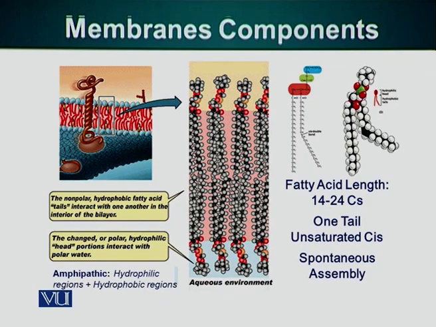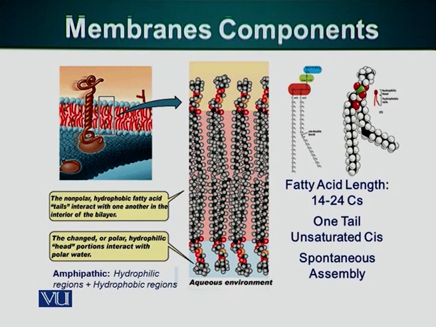Membranes are basically phospholipids. The components of membranes are basically phospholipids. These phospholipids can be saturated or unsaturated, meaning that the fatty acids present in the lipid molecules may or may not have double bonds. If the fatty acids don't have double bonds, these are called saturated fatty acids. The ones which have double bonds are called unsaturated fatty acids. The length of fatty acids is about 14 to 24 carbon atoms long. Here I would like to point out an important feature of phospholipids.